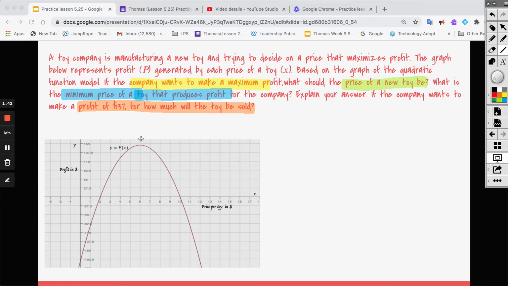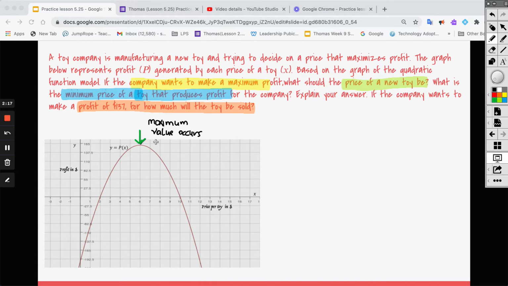So first of all, we should know that this right here, what do we call that? What key feature is that? Do you remember? That is called the maximum value. And it occurs here because it's the highest point on the graph.